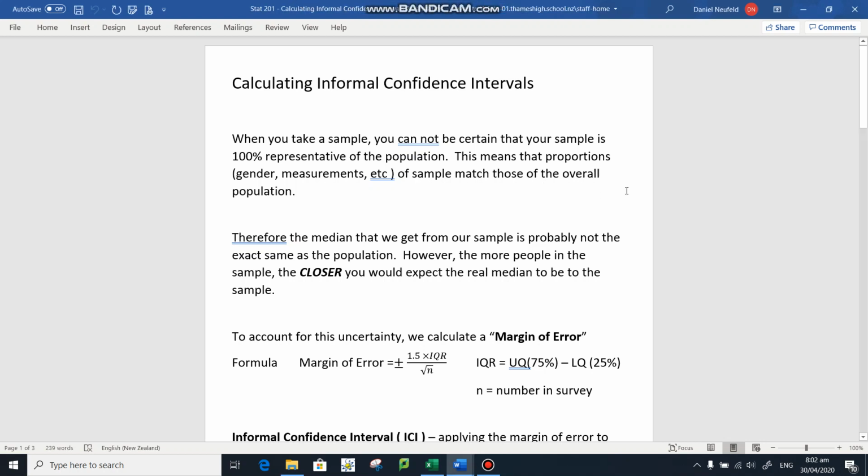Okay, we'll do a bit of a talk through on the notes here. Again, just in case maybe you missed something when we talked about it in the lecture, so I'll talk through it again. Again, calculating an informal confidence interval.